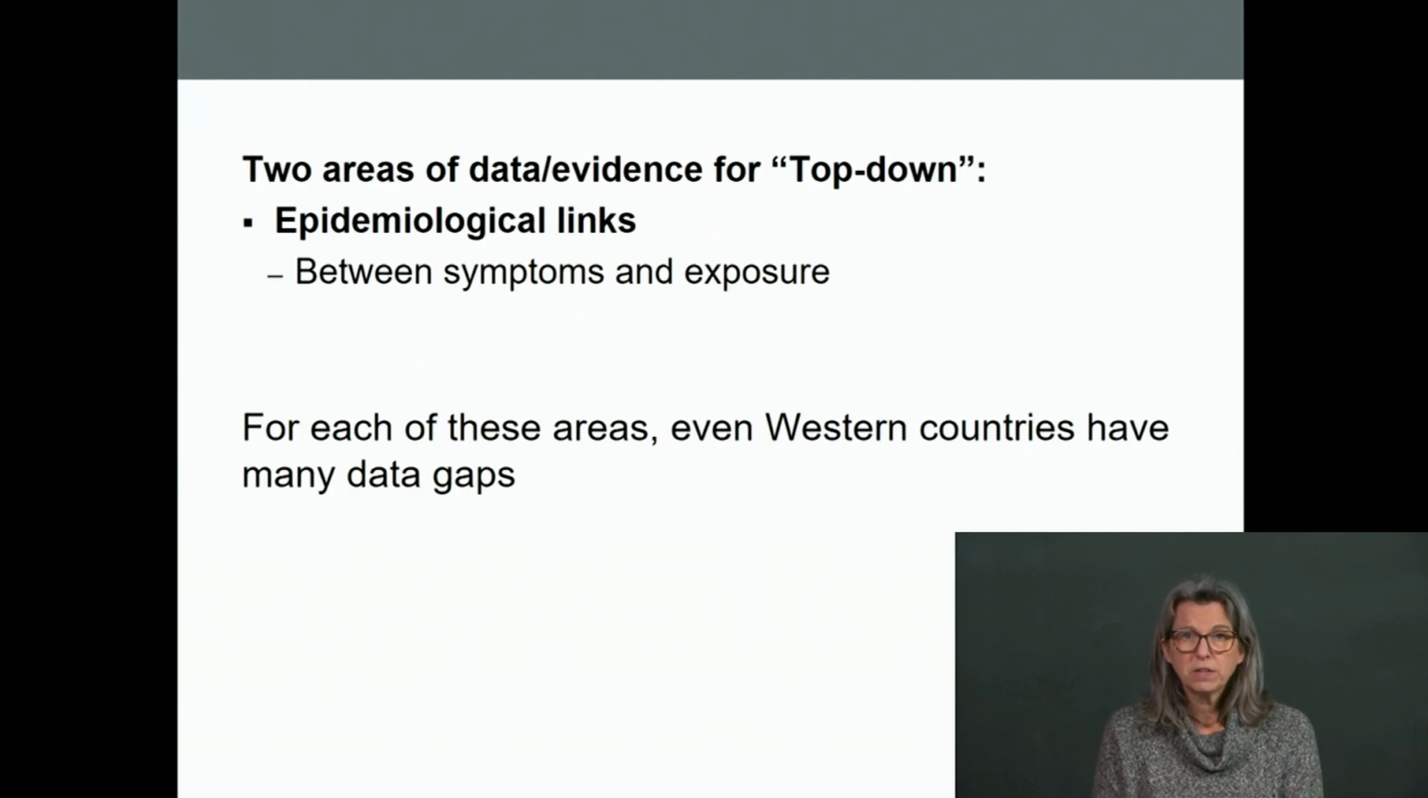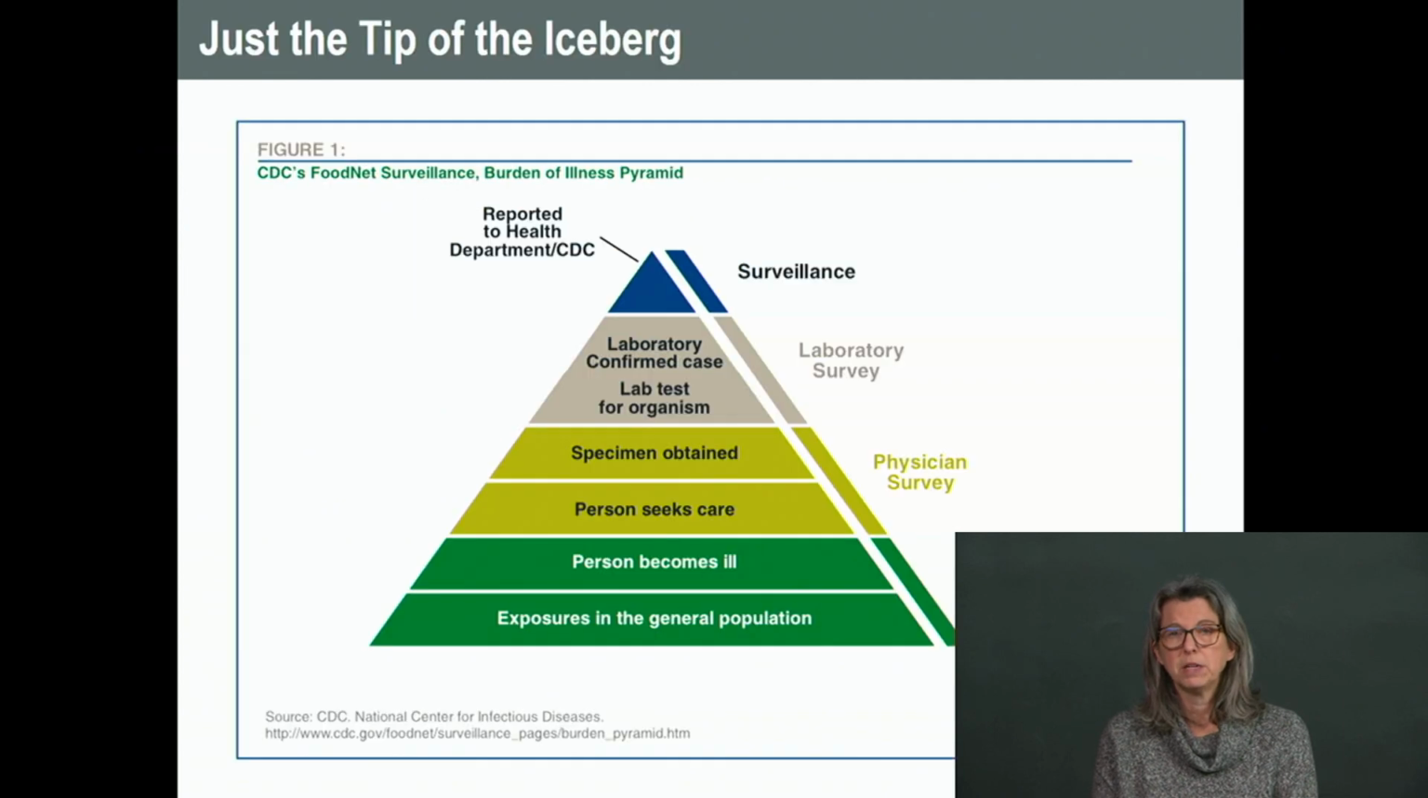So there are 2 areas of data and evidence from a top-down risk assessment. So epidemiological links between symptoms and exposure, and then public health surveillance is the other type of data. And so one thing to keep in mind is that even in countries that have been collecting this data for a long time, there's a lot of data gaps here, and a lot of modeling has to be done to estimate the thing.